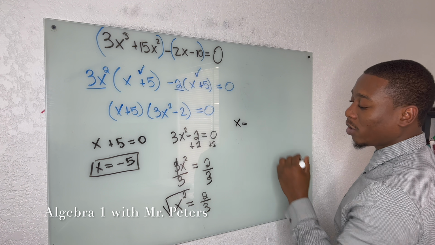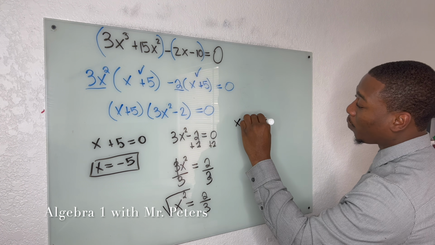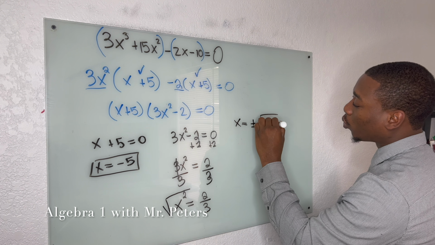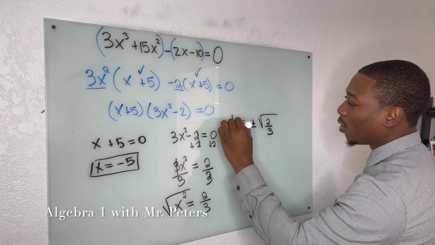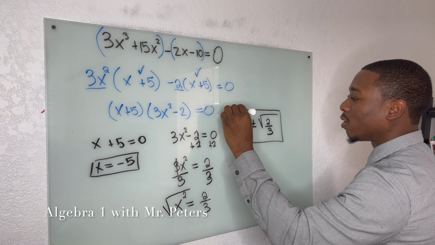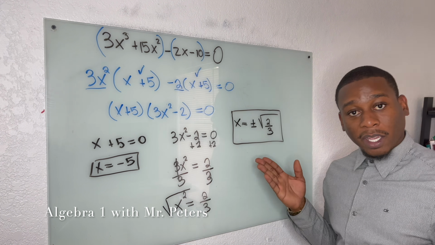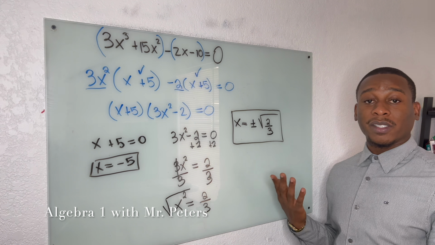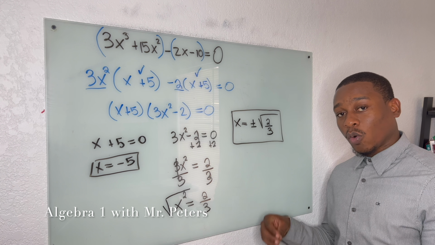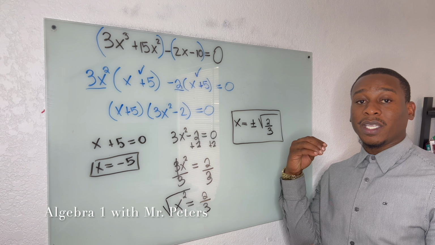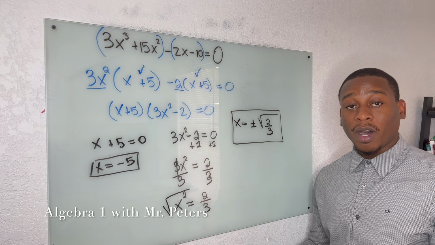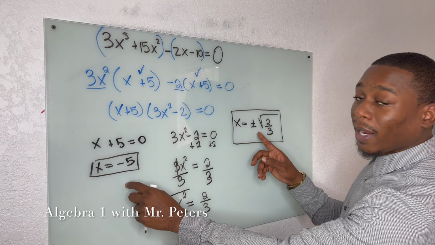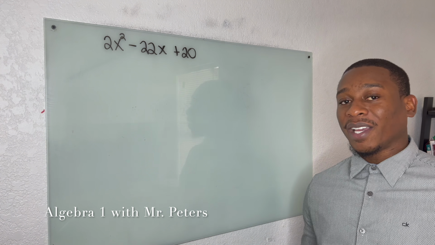And then on the other side, we're going to have plus or minus the square root of 2 over 3. And the reason why is negative square root of this, negative times negative, could give us a positive answer. Okay? So when we're talking about solving with the zero product property in polynomials, this is exactly what they mean, and this would be our answer. Moving on to our second problem now, guys.